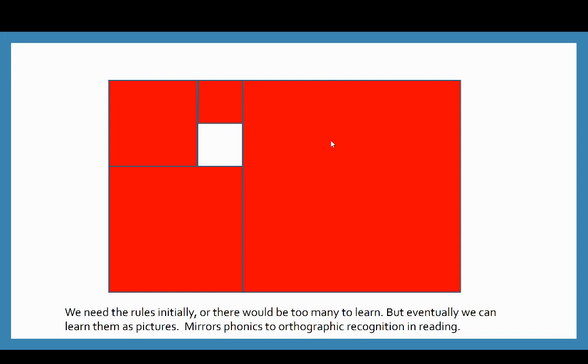So initially we need the rules. Otherwise, if we had to learn each picture individually and what it was worth, there'd be far too many. It would drive us nuts. There'd be too many to learn. So we use the rules first. We have to crack the code, learn the code, and then use the code. But eventually, if we do that lots and lots, we will see them as pictures. And that mirrors the process of learning to read, where you have to start off with phonics and learn how that code operates. But then eventually with practice, we get orthographic recognition in reading, and we just recognize whole words.